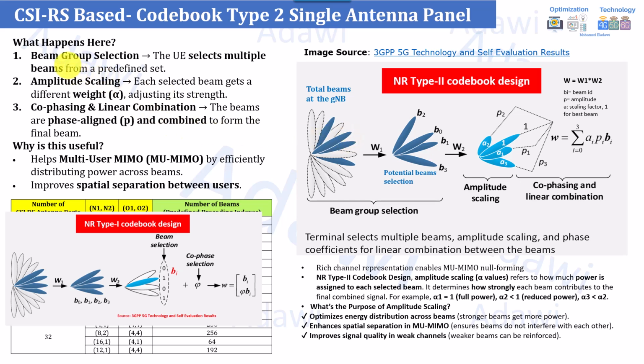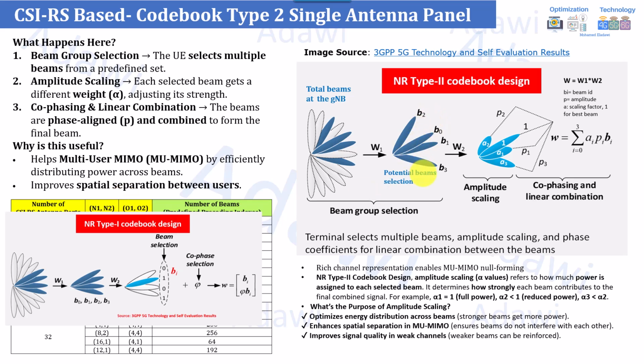So again, first of all, there will be a beam group selection, and the user this time will select multiple beams from a predefined set. For example, here he selected 4 beams, and in the Type 1 codebook, he selected only the maximum one. Then he will do amplitude scaling. Each selected beam will get a different weight, as we highlighted here, and it will adjust the strength for that part. Then there will be co-phasing and linear combination. Each one will have a different direction. And again, this is very helpful for multi-user MIMO. It will have more efficient power distribution across different beams, and this will also improve the spatial separation in general between the users, as I highlighted.